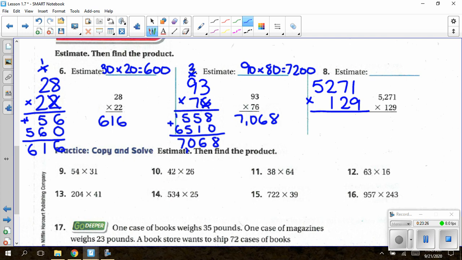Now for this next question, for number 8, notice it is a very large multiplication problem. So my estimate, the 2 does tell my 5 to stay the same, so I would have 5,000 times the 2 tells my 1 to stay the same, so 100. So my estimate, I would have 5 times 1, which is 5, and I see that there are a total of 5 zeros between the two factors.